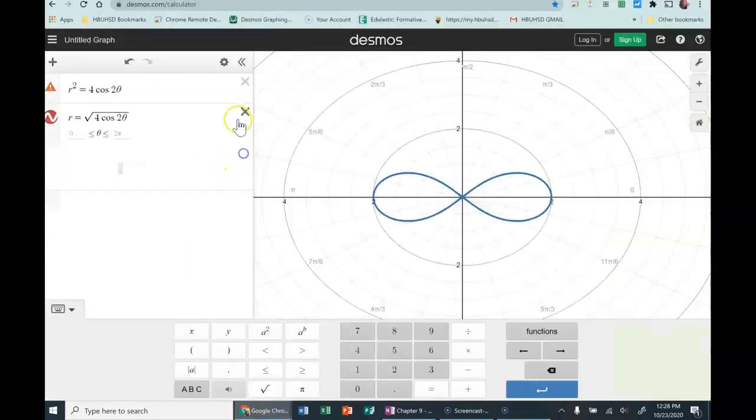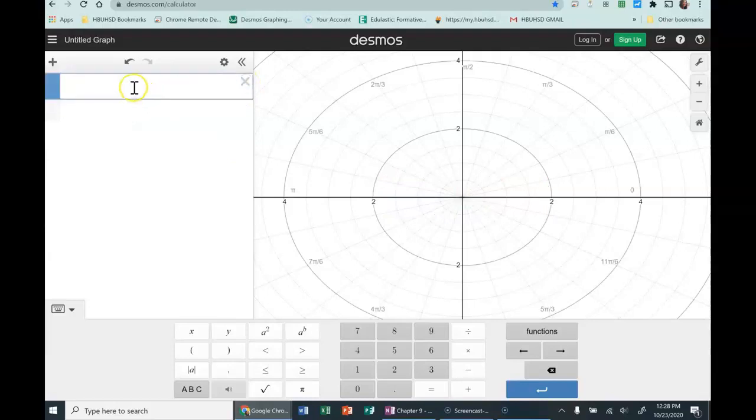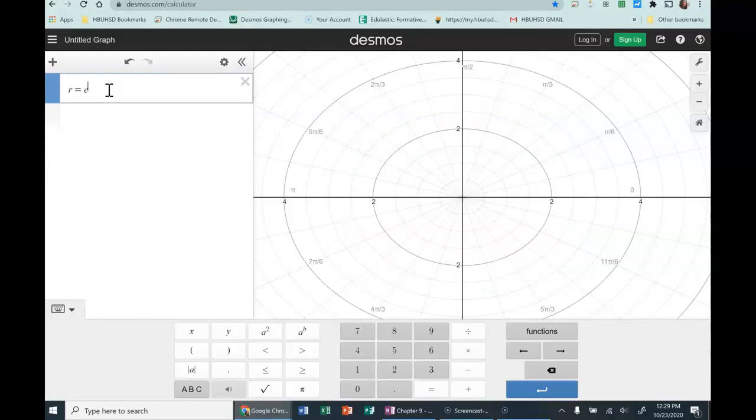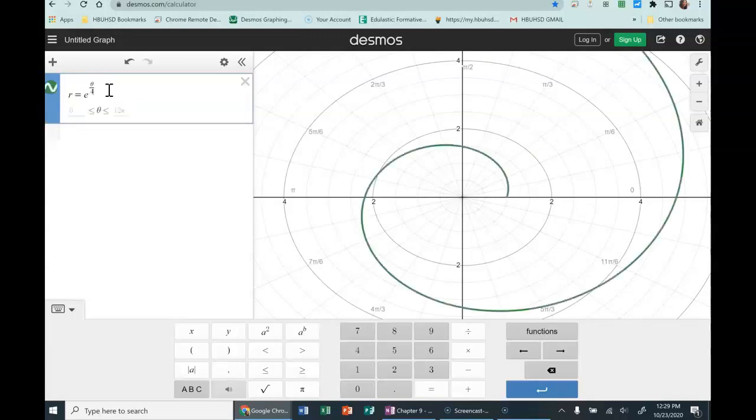So we want to graph out r equals e. Let's find where that is. So to find e, just type e on your keyboard, okay? And then the caret to the power of, let's see, that was theta divided by 4. So theta divided by 4. Just like that. Okay, so as you can see, theta is in between 0 and 12 pi.